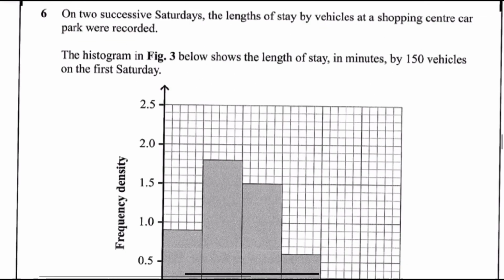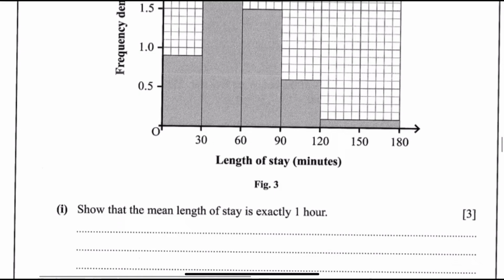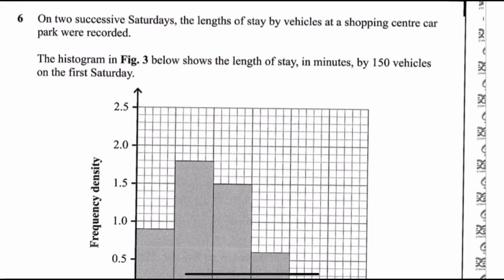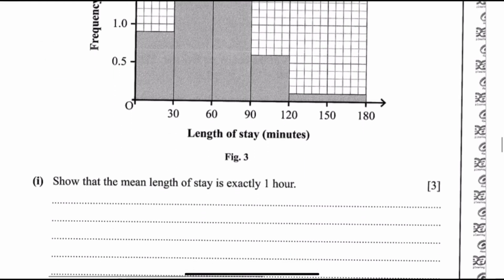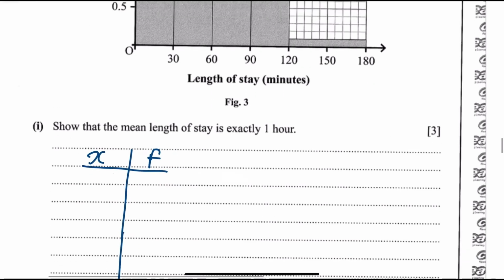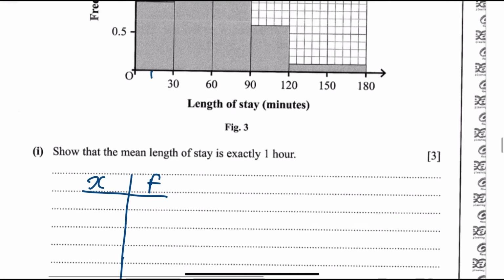Right. Next question. Next question says, on 2 successive Saturdays, the length of stay by vehicles at a shopping centre car park were recorded. The histogram in figure 3 below shows the length of stay in minutes by 150 vehicles on the first Saturday. It says, show that the mean length of the stay is exactly 1 hour. Right, we're now going to put in the x values and the corresponding frequencies, and then we're going to use the statistics function in the calculator. The x values are the midpoints of all these. That's what we're going to have to assume them to be.